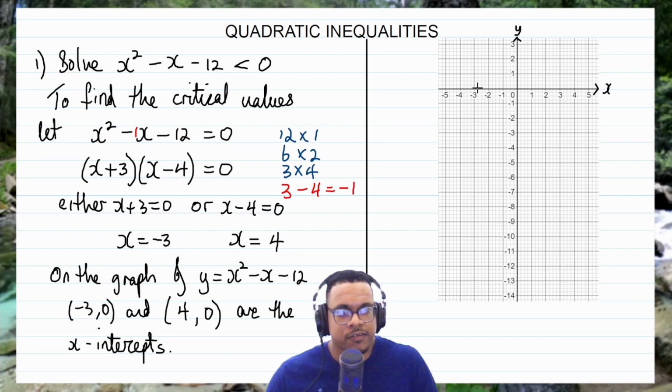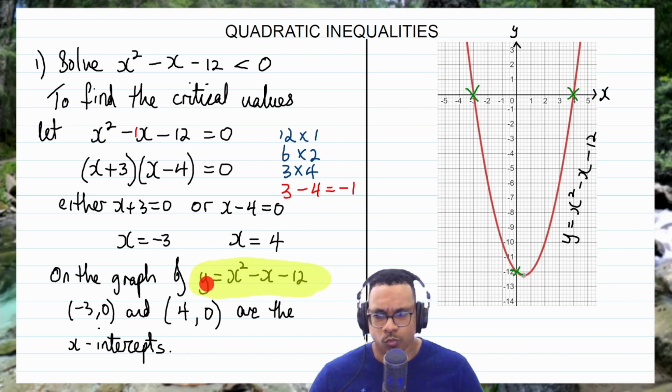So I'll go to my graph and plot my x-intercepts first. So I have negative 3 and positive 4. And also I'll have my y-intercept as negative 12. Again, this constant on your quadratic would be your y-intercept. And now remember that the coefficient of x squared is positive, meaning we have positive x squared. Therefore the graph would be a minimum curve, meaning it will come down like this. So now we'll make a sketch of the graph.